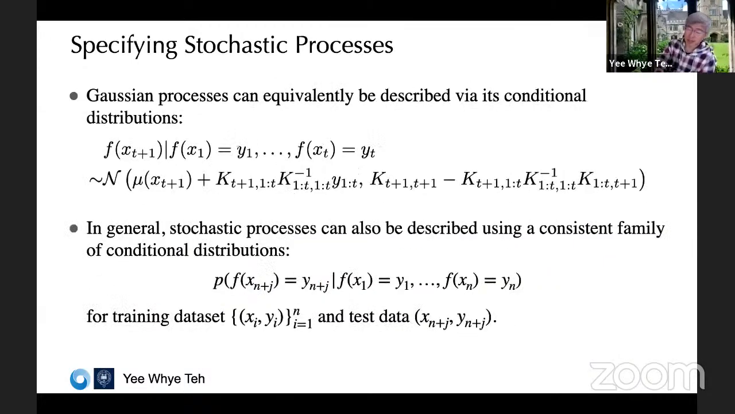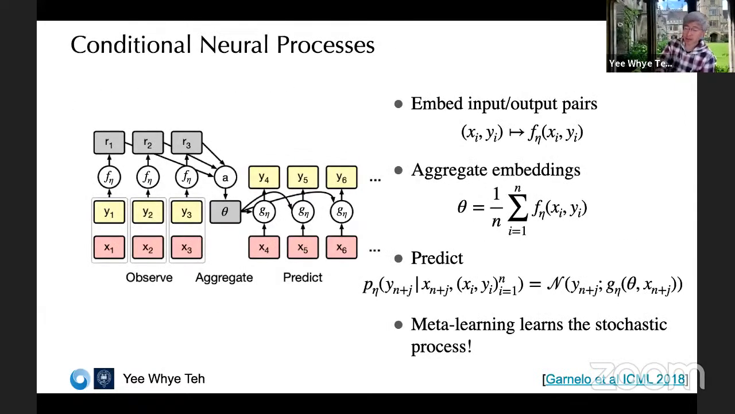So a stochastic process can be described using a consistent family of conditional distributions. And that conditional distribution is exactly what is being learned by the base learner in a meta-learning system. Coming back to a conditional neural process, what we're trying to learn is this conditional distribution. So if a family of conditional distributions describes a stochastic process, and a meta-learning system learns these conditional distributions, then you could say that a meta-learning system aims to learn the stochastic process.